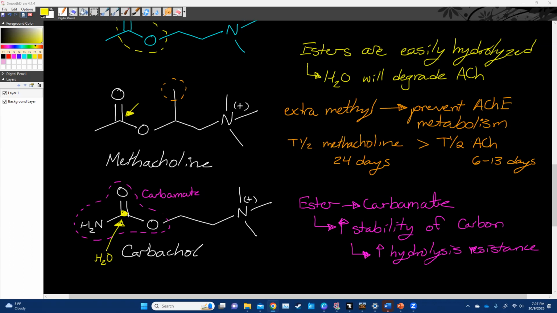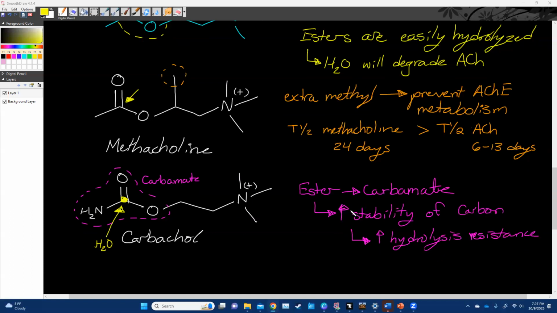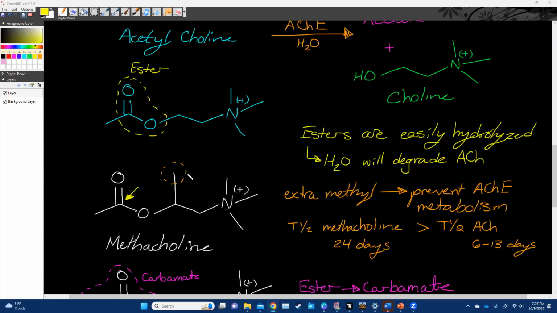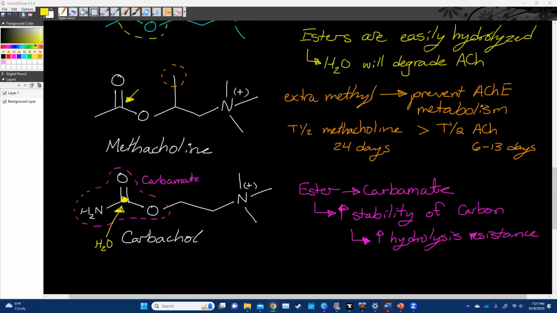What do we think? Who's going to have a longer half-life? Carbachol or acetylcholine? Yeah, carbachol. The half-life of carbachol, I think, is somewhere around something similar. I think it's around 24 days as well. I can't remember it off the top of my head.